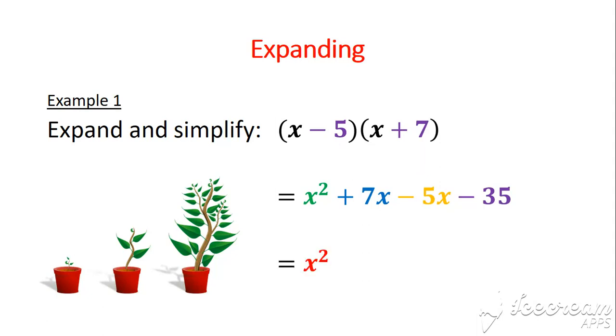Right, the x squared is the only bit in this term that's got a power of 2. So we'll write that down. It's normally these two bits in the middle that'll simplify. We have plus 7x take away 5x. That leaves us with plus 2x and our minus 35.